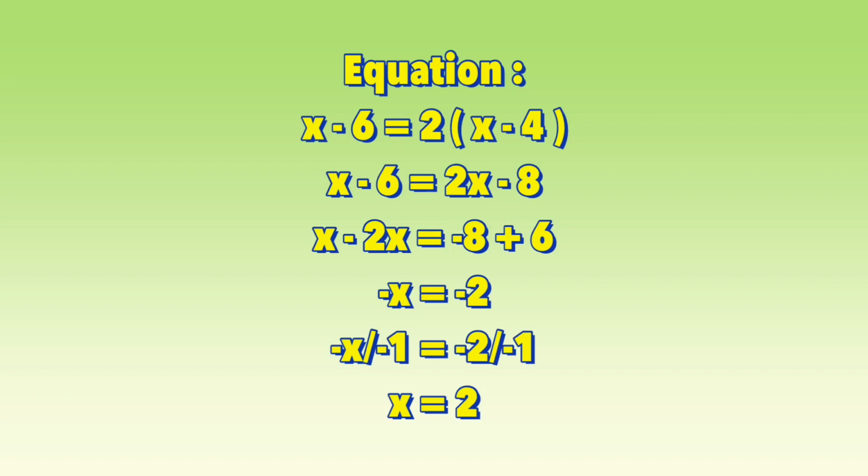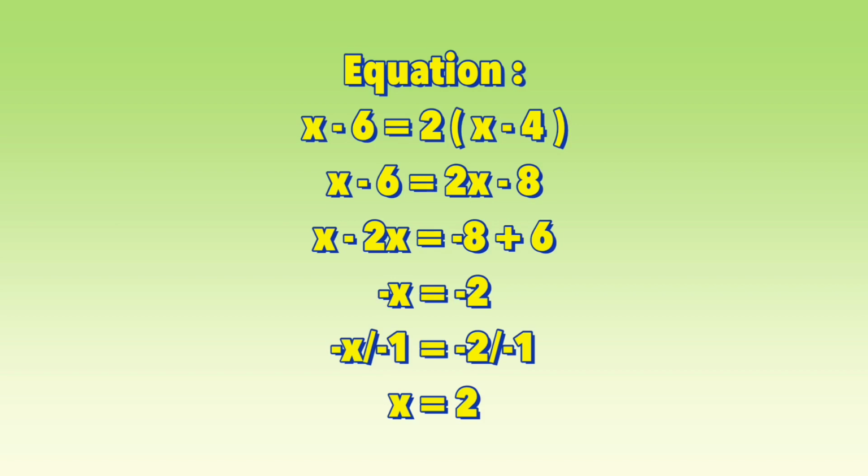Becomes now positive 6. And after that, we're going to simplify. x minus 2x equals negative x, equals negative 8 plus 6 equals negative 2. Then, since we have negative x, we are going to divide both sides by negative 1. So the result now, negative x divided by negative 1 equals x. Then x equals negative 2 divided by negative 1 equals positive 2.